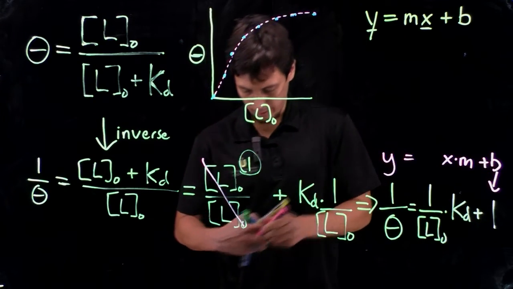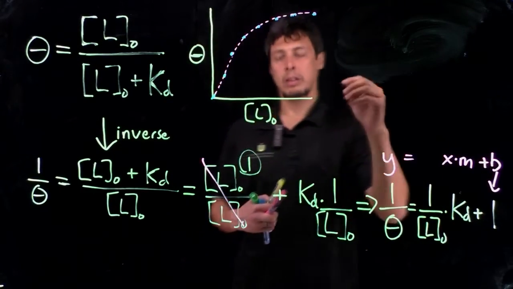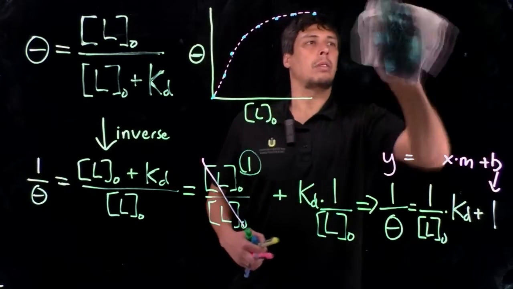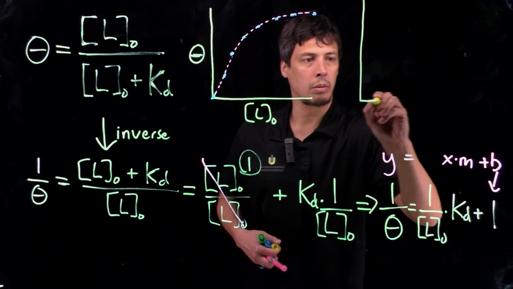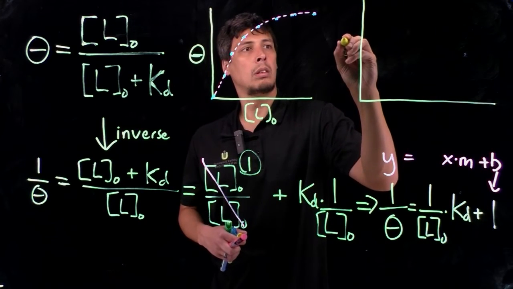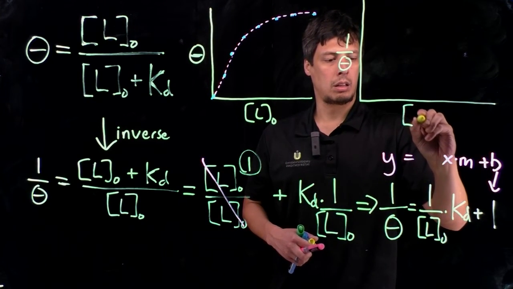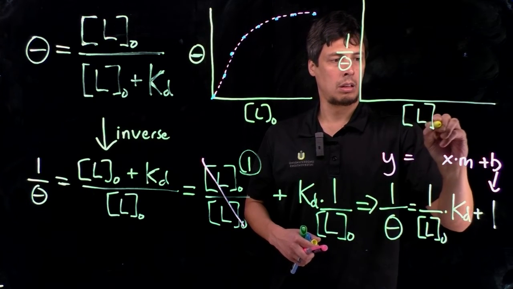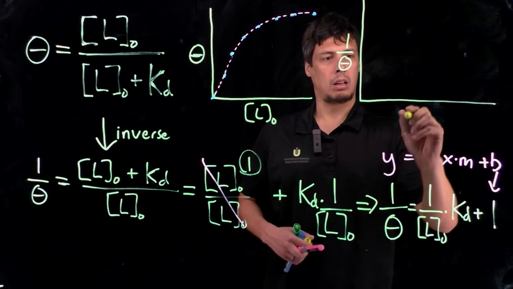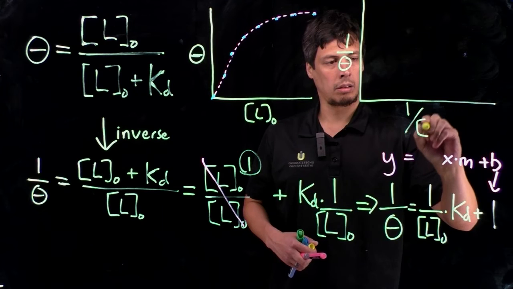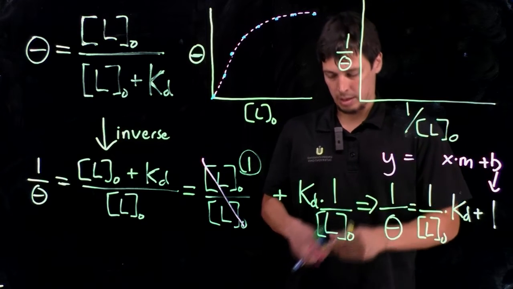Okay? So we can convert then, through this equation, we can convert our plot on the left-hand side, this hyperbolic plot, where we change the y and the x-axis. So now the y-axis is 1 over theta instead of just theta. One over ligand is the x-axis.